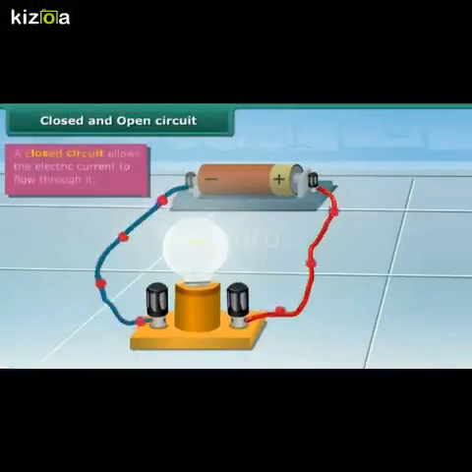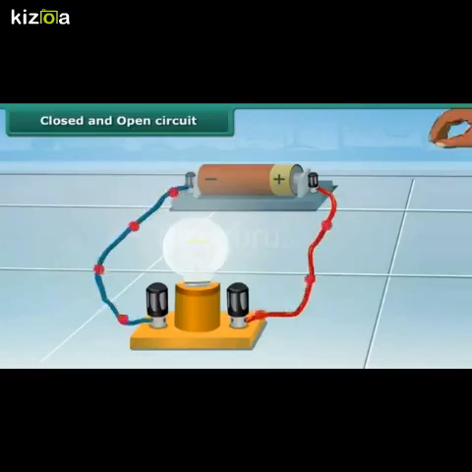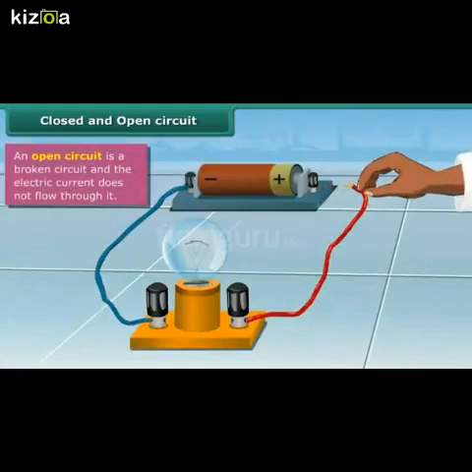Closed and open circuit. If you see both the wires are connected to both the terminals, it is an unbroken path. It is a closed circuit. Disconnect one of the wires. You'll find that the path is broken now. Also, the bulb doesn't light up since electricity can't flow through this circuit. A broken path is known as an open circuit.